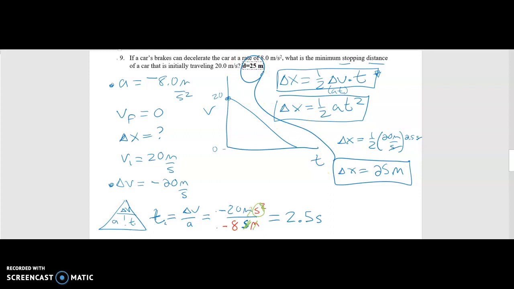All right, I hope this is helpful, you guys. Just remember, line up what you know, draw a VT graph, get the equation, plug and chug.